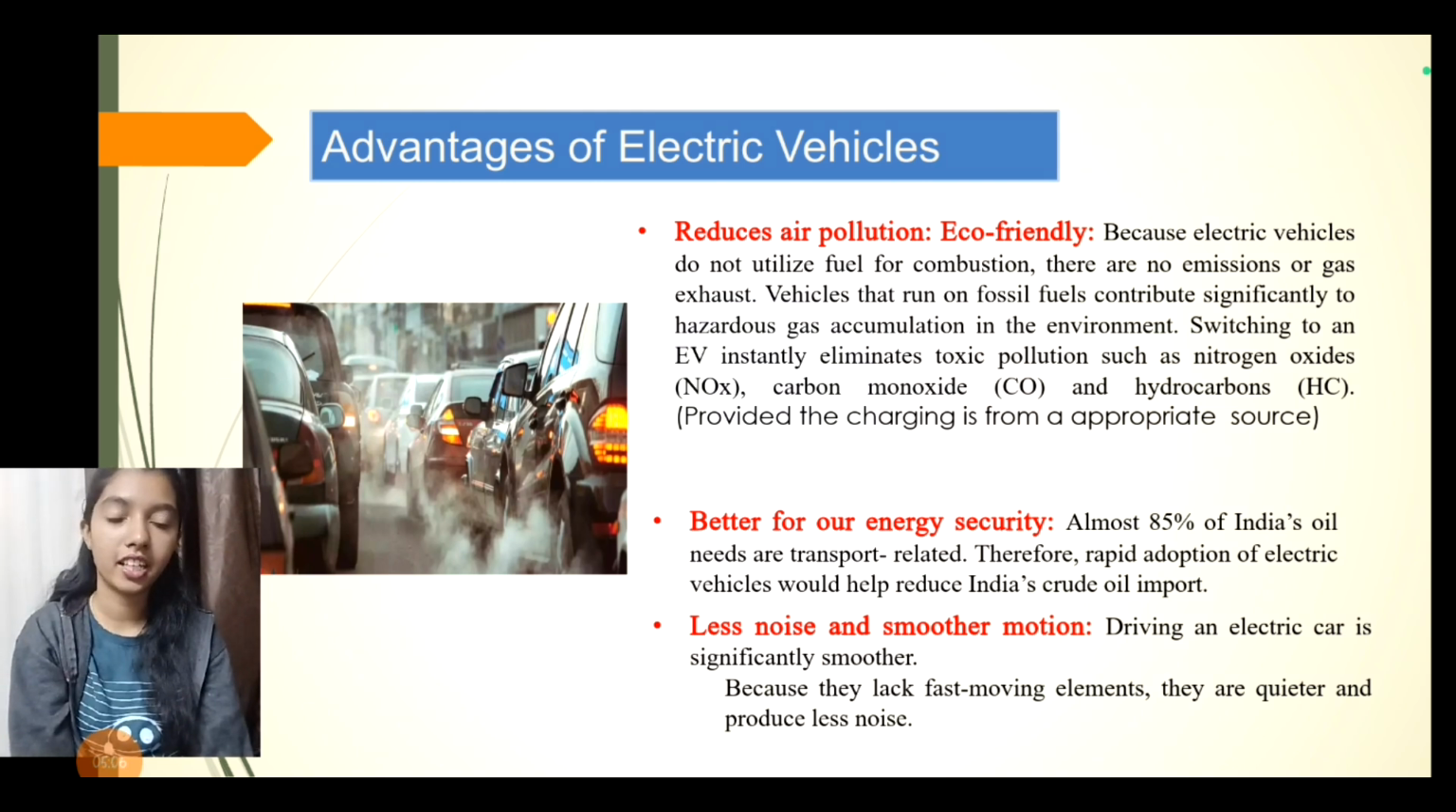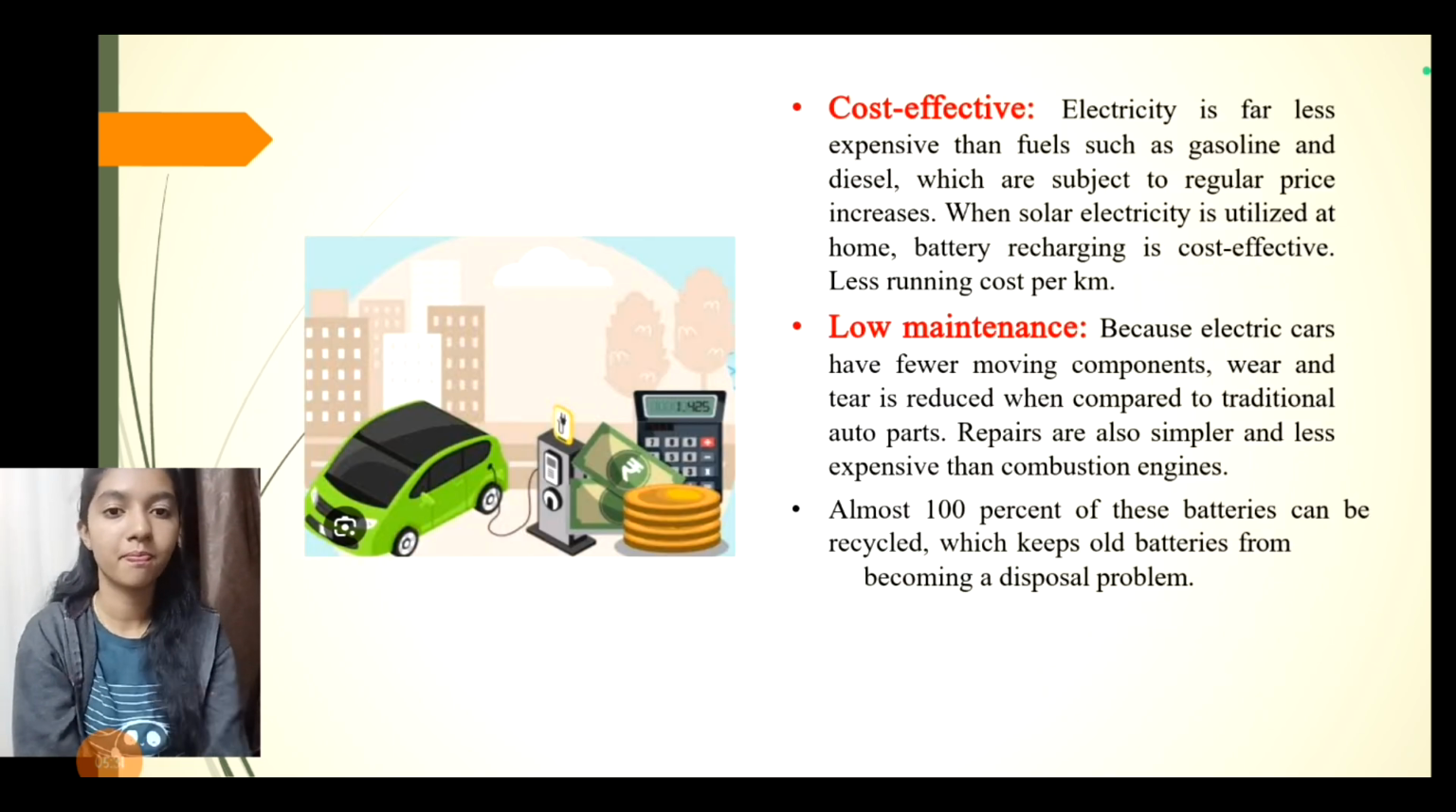Better for our energy security. Almost 85% of India's oil needs are transport related. Therefore, rapid adoption of electric vehicles would help reduce India's crude oil import. Less noise and smoother motion. Driving an electric car is significantly smoother because they lack fast moving elements; they are quieter and produce less noise.